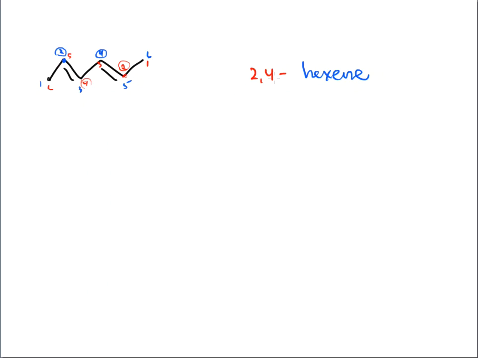So 2, 4 what? It's a 2, 4 hexene? No, it's not. It's not. Because that means 2, 4 hexene, you've only included in the name 1 double bond, not 2 double bonds. So that means I'm going to have to go back and modify my name. And the way that we do this is I'll erase it. There's 2 double bonds. So we're going to put di, that represents 2. And then we write the word ene, diene.